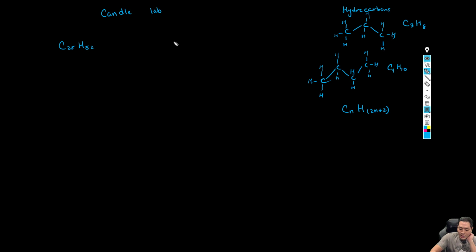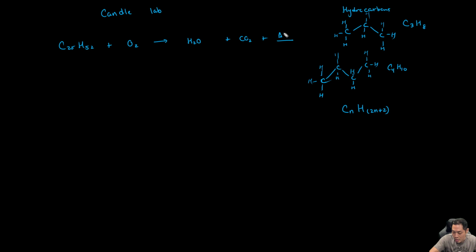So we want to find out in the candle lab, back to this one, how much energy this has if we burn it. When we're burning it, remember it's combustion, we're going to consume oxygen, or we need oxygen. We're going to produce water and carbon dioxide. And we want to know how much energy, or delta H, is going to be produced in that fire. It's going to produce heat.